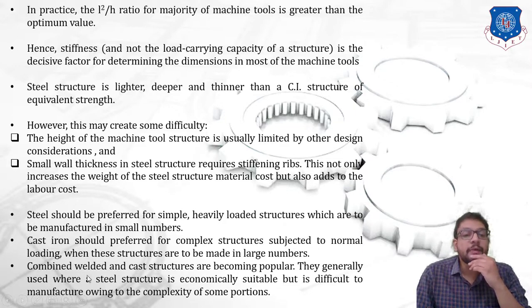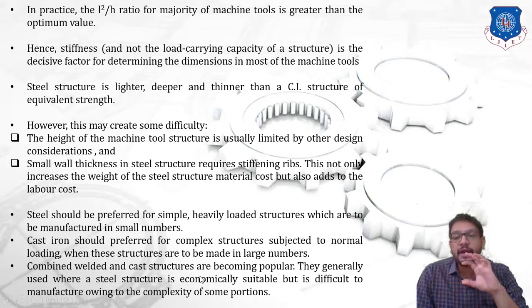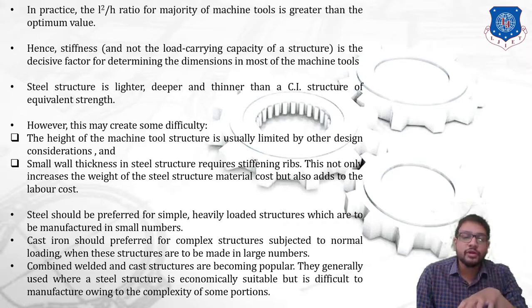Okay, now combined welded and cast structures are also very popular nowadays. They are generally used where a steel structure is economically suitable but we cannot use it because it is difficult to manufacture owing to the complexity of some portions. We know the problems of a steel structure: height is a main problem, and second is the thickness, right? It is quite thin, 36 times thinner compared to cast iron. So if we want to make our structure economical, we can combine a welded and a cast iron structure. So it would give the benefit of steel as well as the benefit of cast iron.